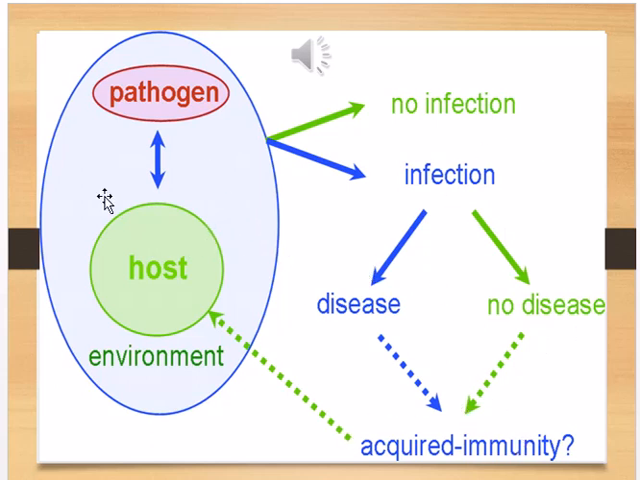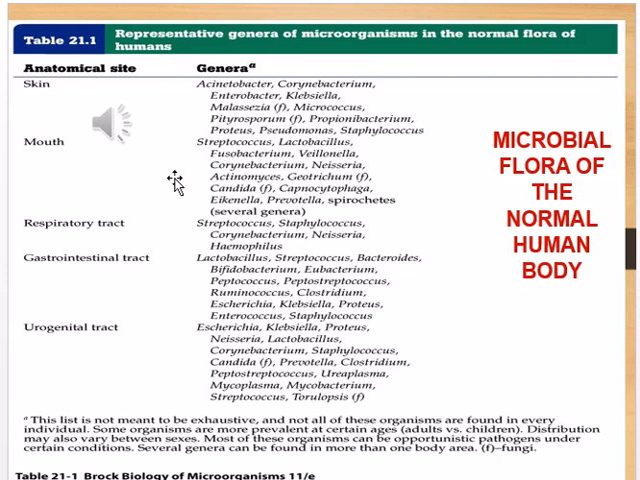So we are hosts living in a small environment, but our big environment has a lot of pathogens, and these pathogens can be either infectious or non-infectious. Now we are going to look at the microbial flora found within our body. As I said earlier, there are a lot of microbes found within our body. So let us look at which microbes are found within our body.